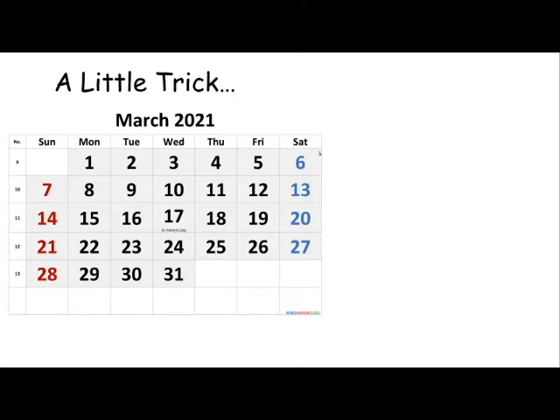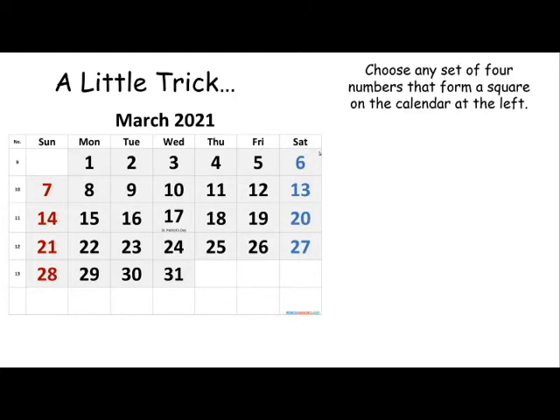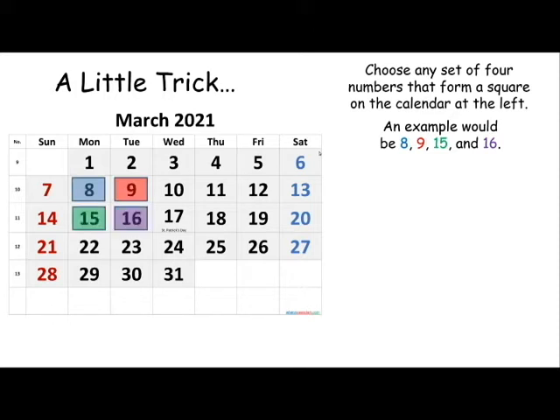Here's another little trick for you. I want you to pick a set of 4 numbers that form a square on the calendar at the left. Let me give you an example of that. Something like 8, 9, 15, 16. Notice that I have a square, it's 2 wide, and it is 2 tall. Please don't do something weird like pick something with an empty spot. That will make the trick not work.